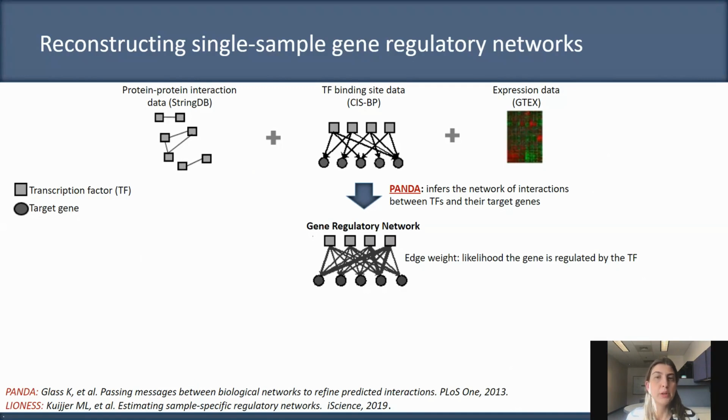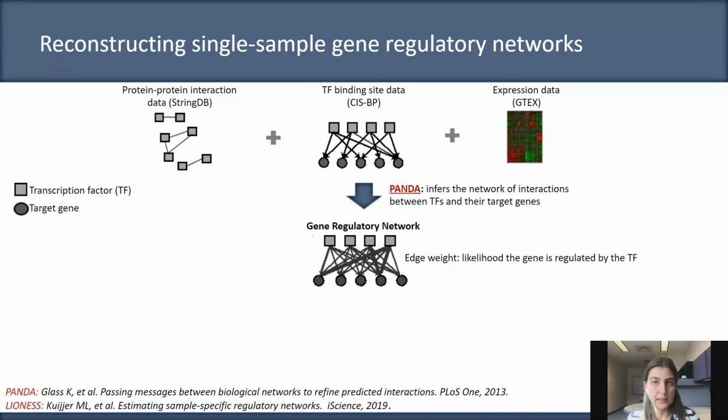So PANDA starts with a prior network, shown here in the middle, the transcription factor binding site data. So what is this prior network? This is our best guess of how all transcription factors are connected to genes. We can scan the genome for transcription factor motifs located in the promoter regions of genes, right? So we can map all the transcription factor motifs to promoters of genes and then build this prior network. This will be our initial and best guess of all possible connections between transcription factors and their target genes.